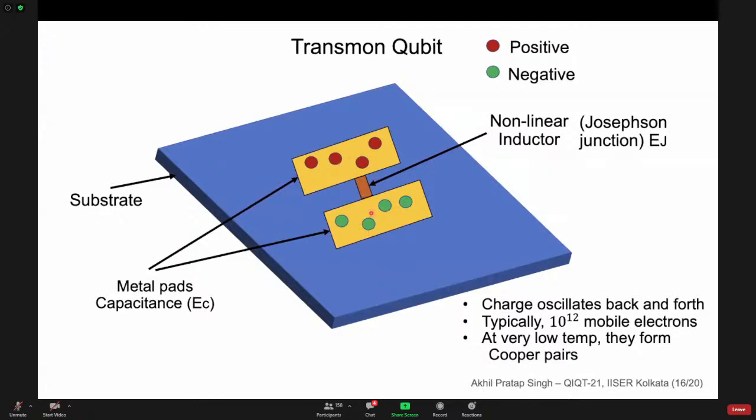Because here we are playing with charges, if charge goes from here to here, we have one excess charge here. And if charge goes from here to here, then we have some excess charge here. Typically there are 10^12 mobile electrons here. And at very low temperature, I'm sure everyone knows, at superconducting temperature, these electrons combine to make Cooper pairs. So they don't move as separate electrons, but become a Cooper pair, like a pseudo particle. So if one Cooper pair goes from this metal pad to this metal pad, we say that this has one excess charge, and that makes the state of the qubit different. So this is just an introduction to the charge transmon qubit.